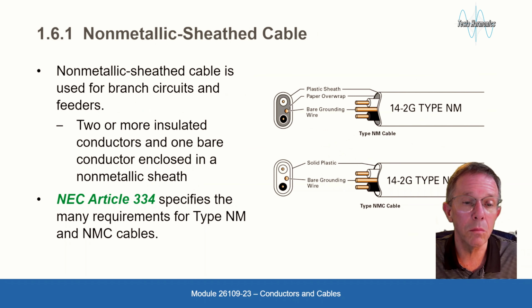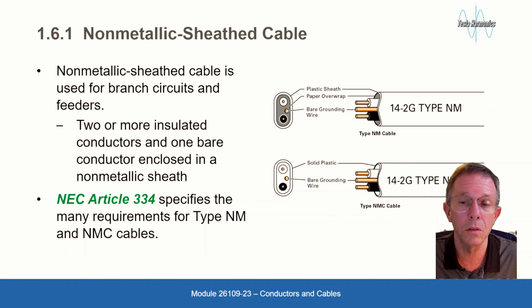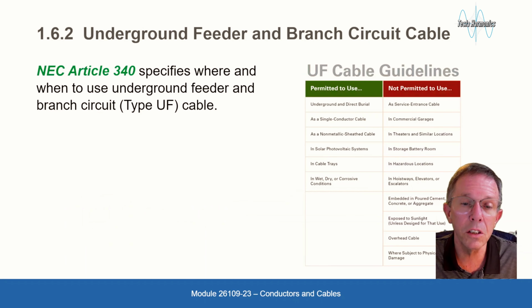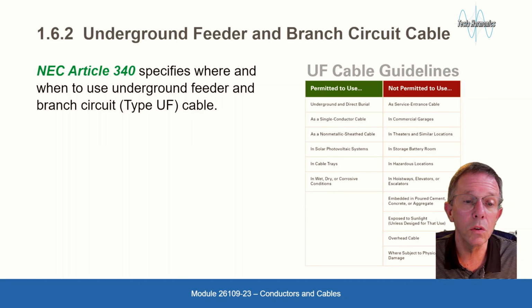Non-metallic sheathed cable. Non-metallic sheathed cable is used for branch circuits and feeders. It has two or more insulated conductors and one bare conductor enclosed in a non-metallic sheath. NEC Article 334 specifies the many requirements for type NM and NMC cables. Underground feeder and branch circuit cables. NEC Article 340 specifies where and when to use underground feeder and branch circuit type UF cable.